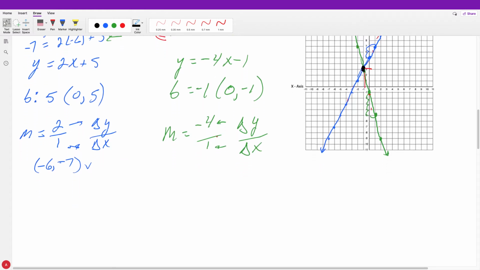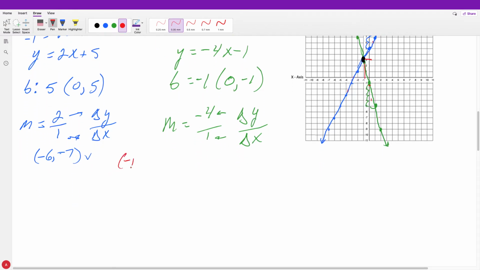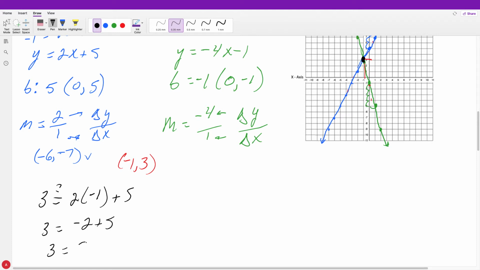And now we can check our work. So negative 1, 3, is this a solution? I'm going to plug it into the blue equation. Does 3 equal 2 times negative 1 plus 5? Does 3 equal negative 2 plus 5? And 3 does equal 3. So we see, yes, it works for the blue equation.